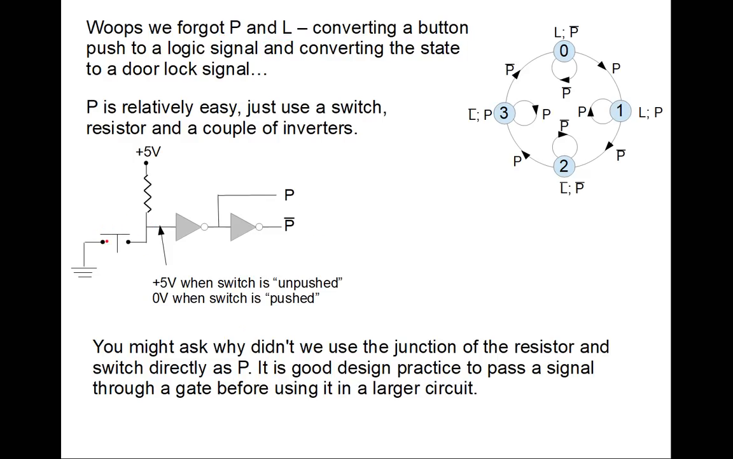When the switch is pressed, we now ground this point, so now this is a 0. Now this is going to be equal to a 1, and this is going to be equal to a 0. So this is a nice little circuit to indicate whether the switch is pressed or unpressed.